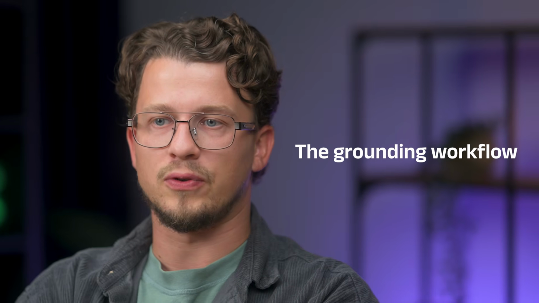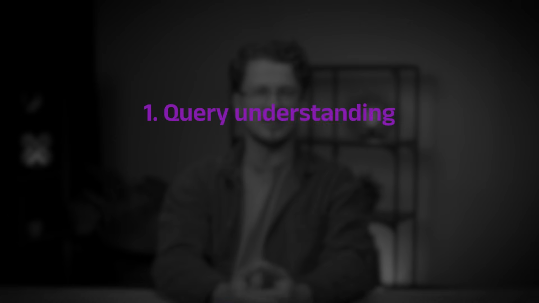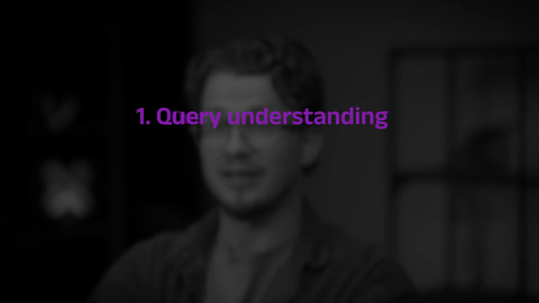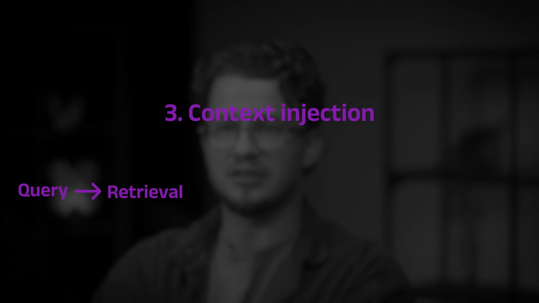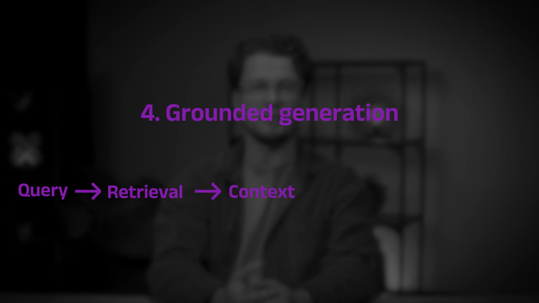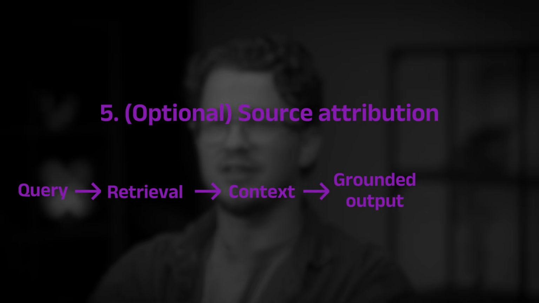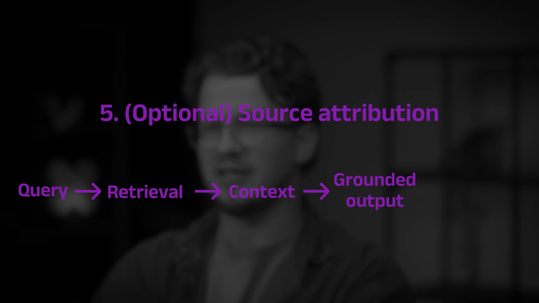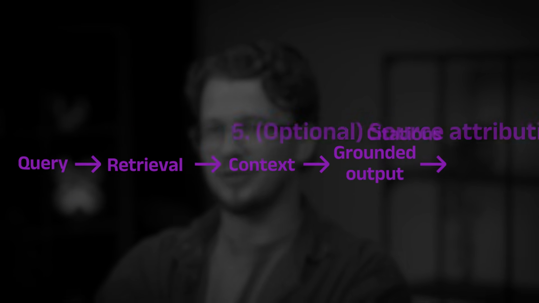Here's what the grounding workflow actually looks like. First, query understanding. The user asks a question, then retrieval, where the system goes out and fetches relevant current data from trusted sources. That could be a database, a live API, a web scraper, or even a knowledge graph. Next, that data gets injected into the prompt before the model sees it, and then the model generates its answer working from real up-to-date facts, not training memory. And optionally, one last step, the model cites where its answer came from, so the output is auditable. That's the full loop. That's how grounding works.